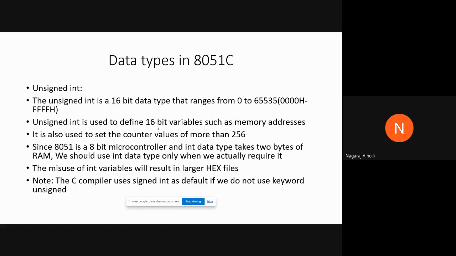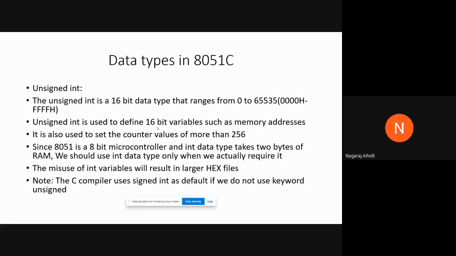Next, 8051 is an 8-bit microcontroller and the int data type takes 2 bytes of data. As it takes 2 bytes, take the example of memory: memory addresses are 16-bit. If we store this memory location in RAM, it again takes 2 bytes because it is 16-bit. It takes 2 RAM memory locations to store these 16-bit values.